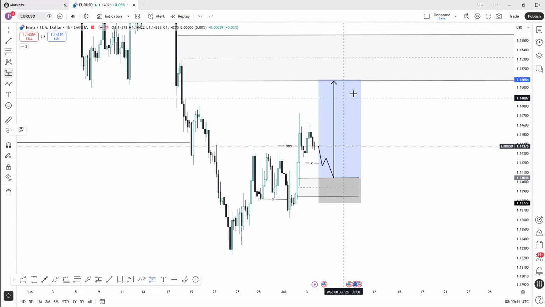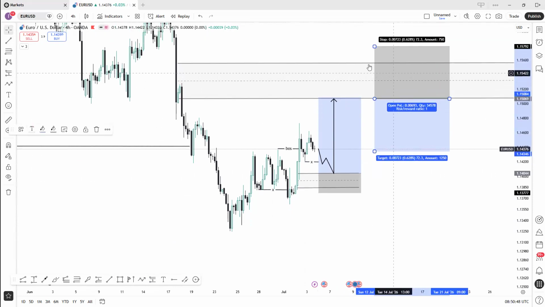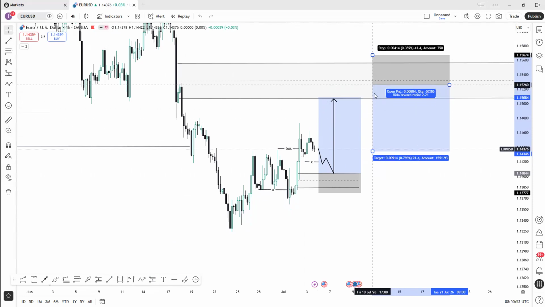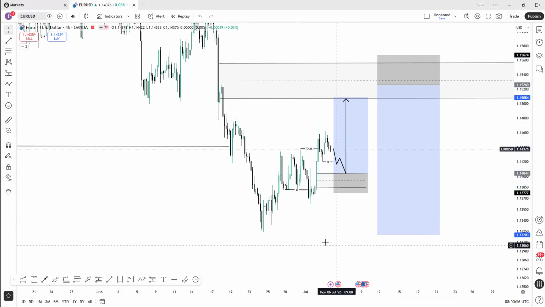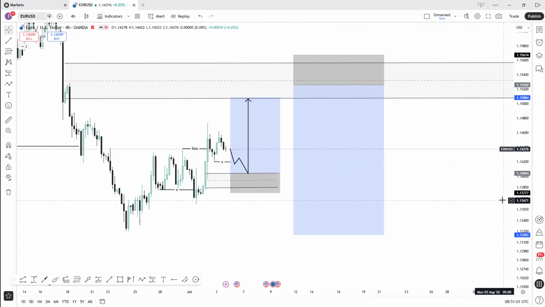We'll find that buy, and then when price reaches that optimal entry on the daily time frame, we'll find the reversal and then we'll find short positions in that area. So you have two options on Euro USD for next week.